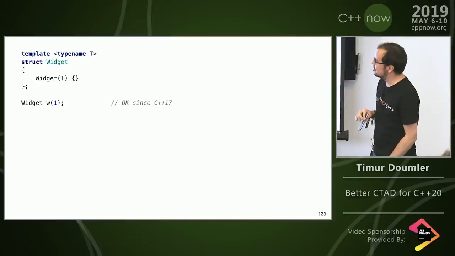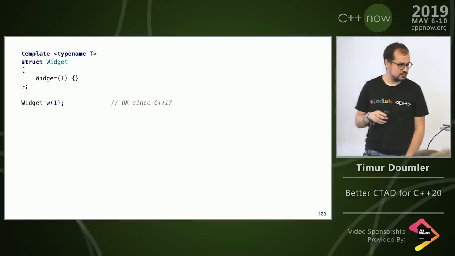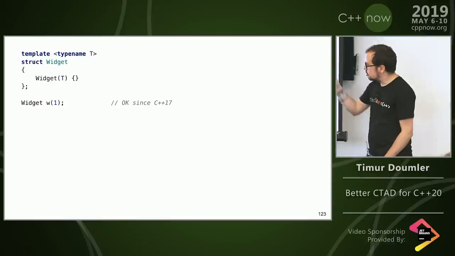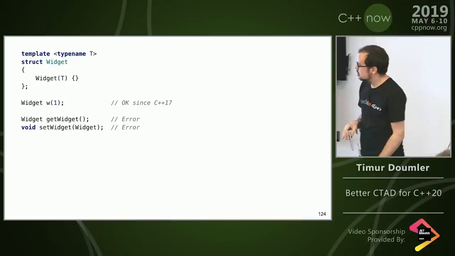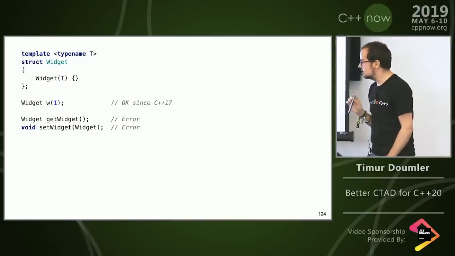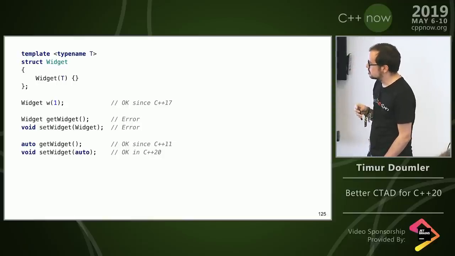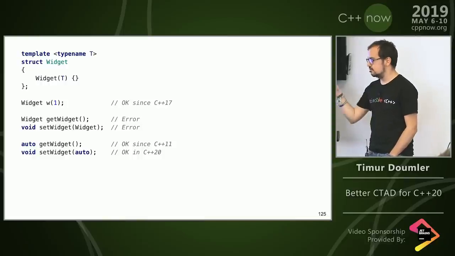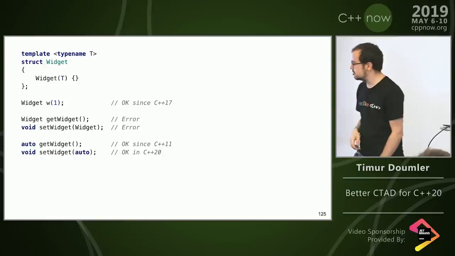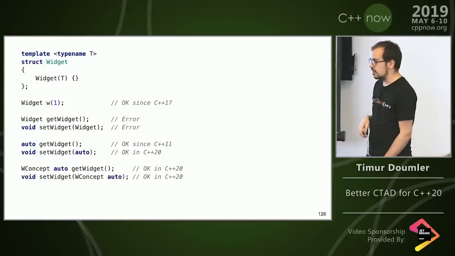So the first one is... back to this. And so this works in an init declaration like this. It doesn't work if you put it on a return type, or if you put it in a parameter declaration. And I find this unfortunate because it works with auto, and since C++20, thanks to a byproduct of concepts, you can also have auto parameters in functions now. So this works, but the CTAD version doesn't work, and I find that really unfortunate.